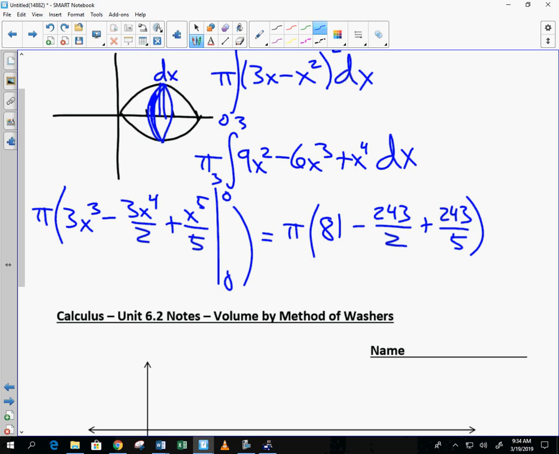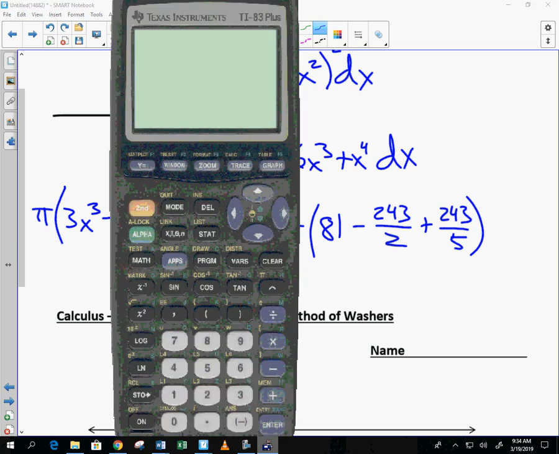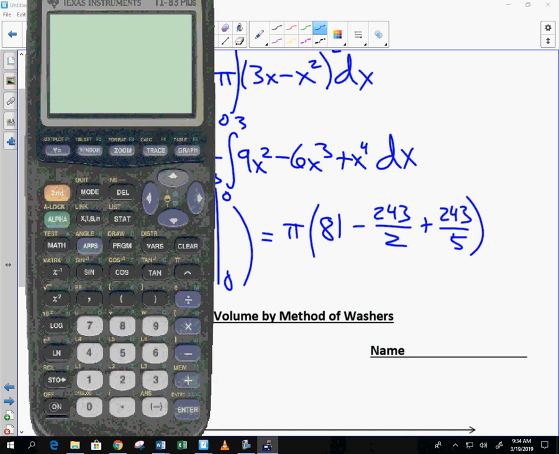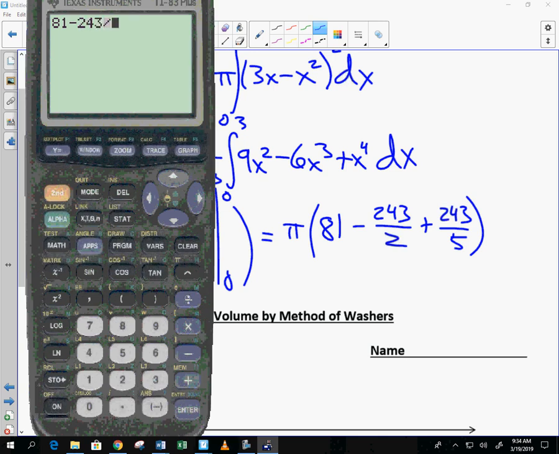Nobody said we had to do it by hand, did they? Riley? Am I okay to use my calculator? Thank you. 81 minus 243 over 2 plus 243 over 5. Math, convert to fraction. 81 pi over 10. Isn't that fraction button incredible? There you have it. Volume by discs.